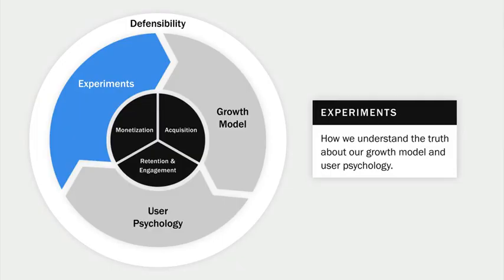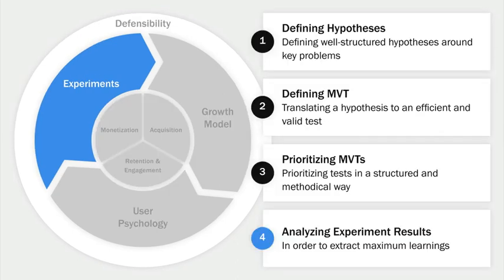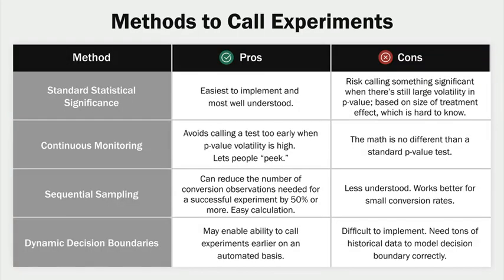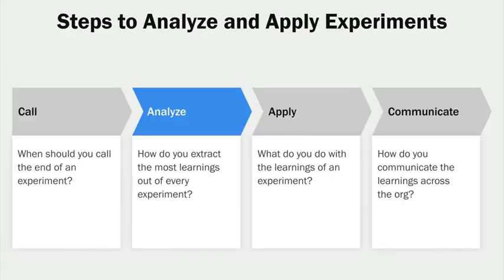As we go through using experiments as a tool to find the truth about our growth model and user psychology, we're on analyzing experiment results. In the last lesson, we walked through the question, when should you call the end of an experiment so that we can avoid the number of false positives and false negatives? We talked through 4 different methods of standard statistical significance, continuous monitoring, sequential sampling, dynamic decision boundaries, and their pros and cons. Once you call an experiment, we of course need to analyze it.